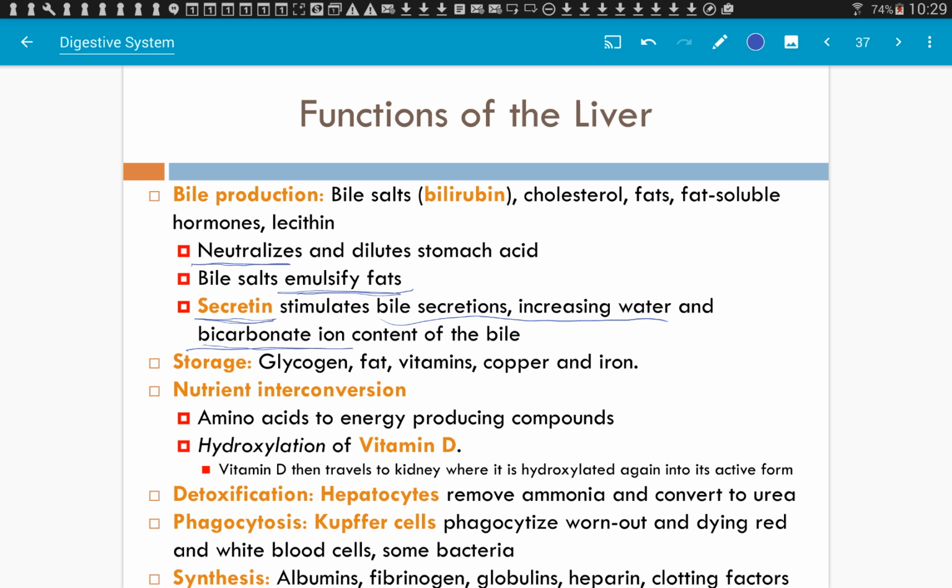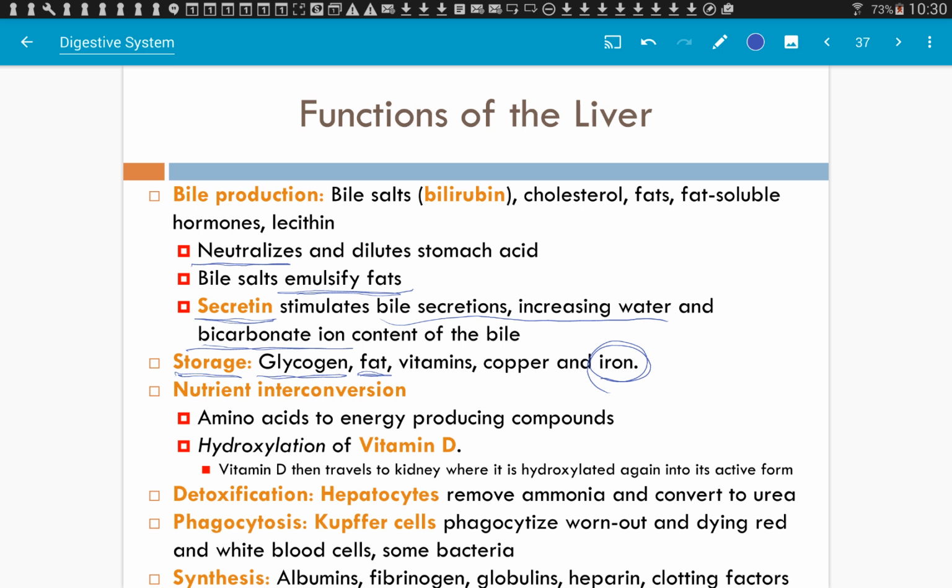Okay, liver is also very important in storage. So very important things that are stored are glycogen. Remember, glycogen is the easier energy molecule to break down. So short-term energy storage, you break it down, you have glucose released, awesomeness. Also store fat, which is also an energy storage method, but it's not as accessible. Vitamins, copper, and iron. Okay?